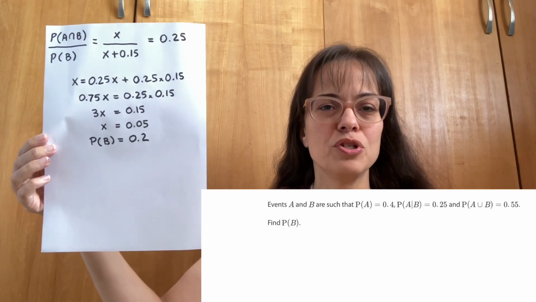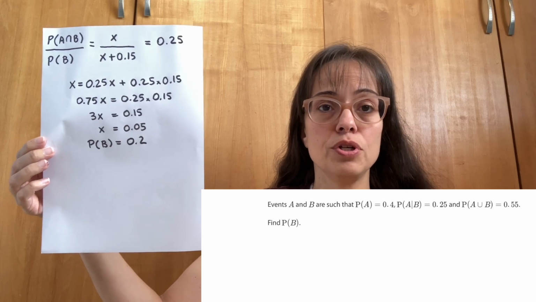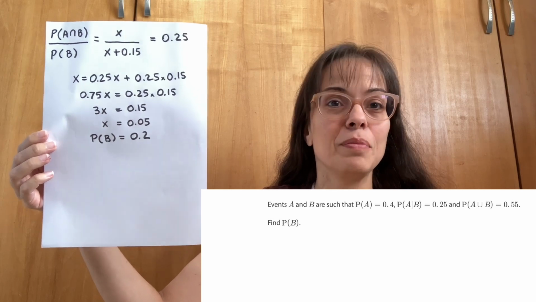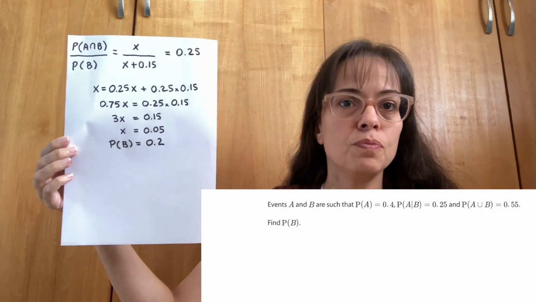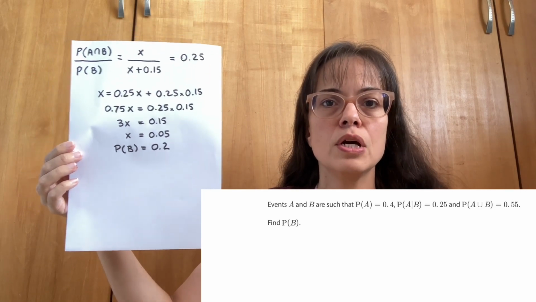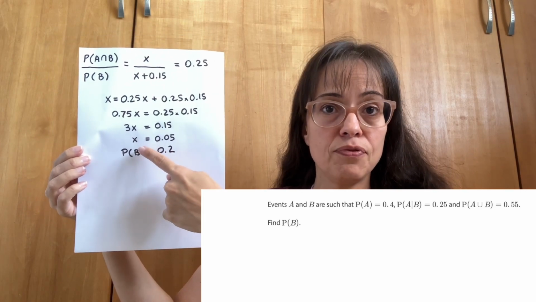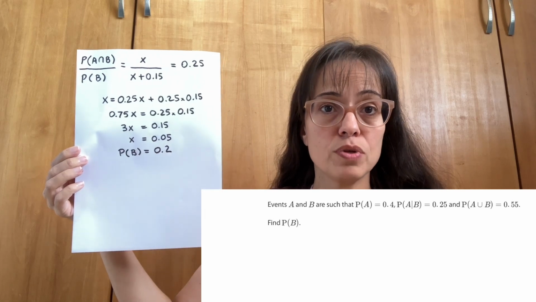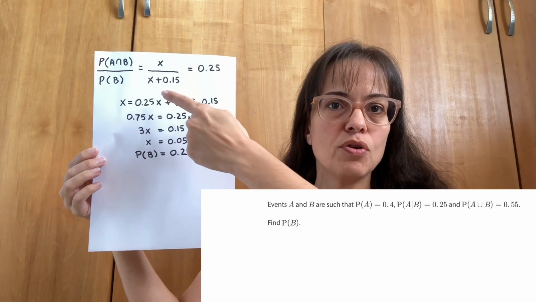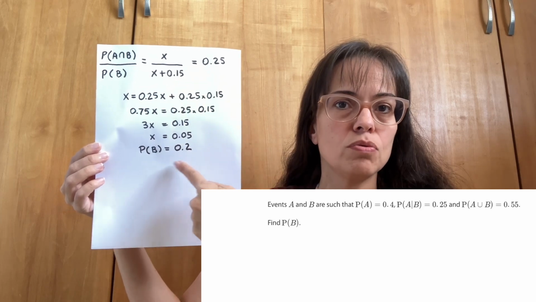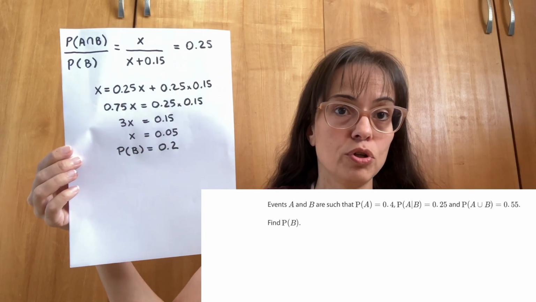Knowing how to solve equations is the most important skill that you need to have to be successful in any math course, but it's not what this video is about, so I'm not going to go through the solving of the equation. Just mention that in the end I found the value of X, but the question was the probability of B. And we had talked before about how for the probability of B, you need to add 0.15, so that's what I did, and the answer here is 0.2.